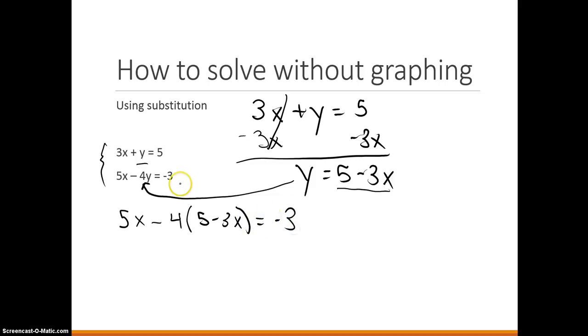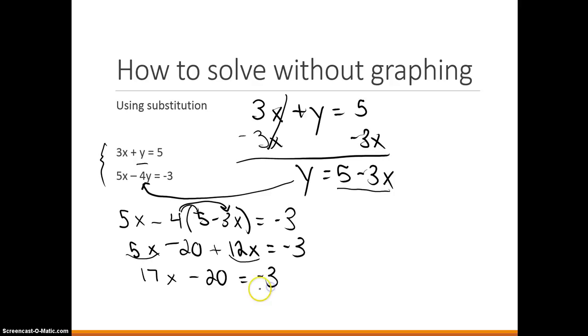Now I'm going to simplify this equation by distributing. So I have negative 4 times 5 is negative 20. And negative 4 times negative 3x is positive 12x. And I still have the 5x, and I still have the negative 3. Now I can combine like terms. I have 5x and 12x is 17x, minus 20 is equal to negative 3. I'm going to add 20 to both sides. So I get 17x is equal to, well, negative 3 plus 20 is 17. If I divide both sides by 17, I get that x is equal to 1.